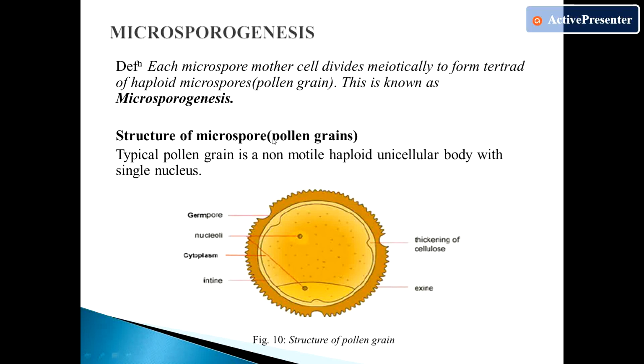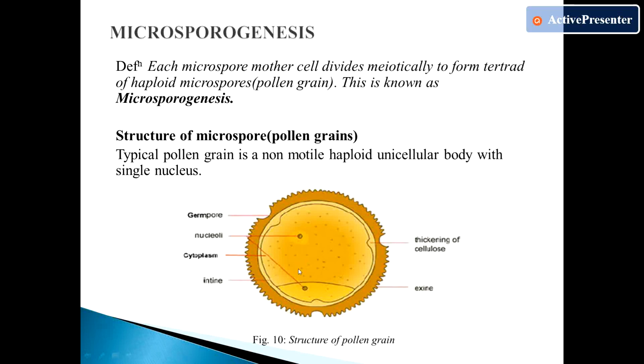And structure of microspore. A typical pollen grain is a non-motile haploid unicellular body with a single nucleus. But at the time of dehiscence, it will be at the 2 nucleated stage, and it consists of a vegetative cell and a generative cell. And it is a double layered structure. The outer layer is known as exine. It may be smooth or spinular in structure. And the inner one is intine. Inside, cytoplasm and nucleus are present.